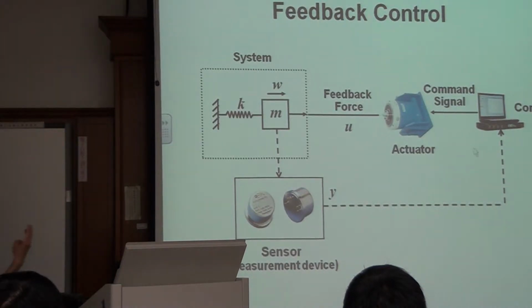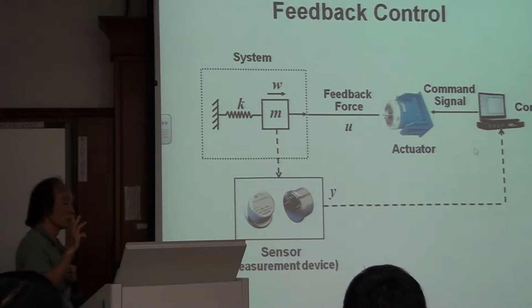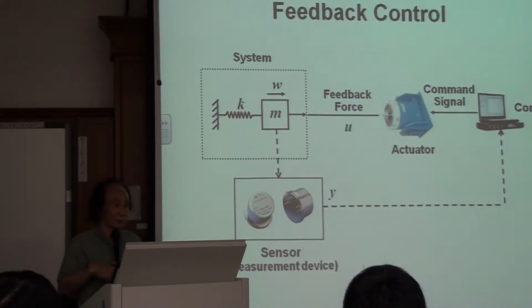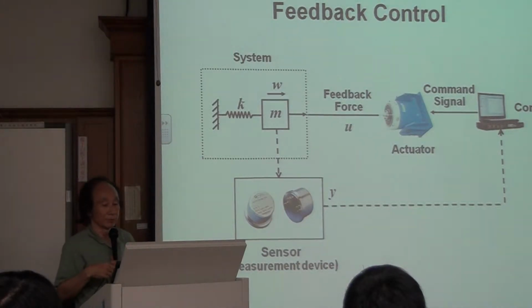There are 3 things in the feedback control. One is sensors, one is actuator, one is the microprocessor or computer, to complete the feedback control. And all 3 of them require power. So this we call feedback control.